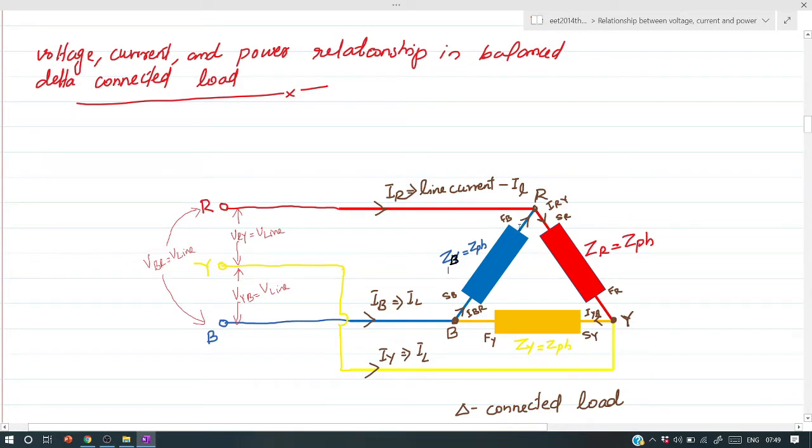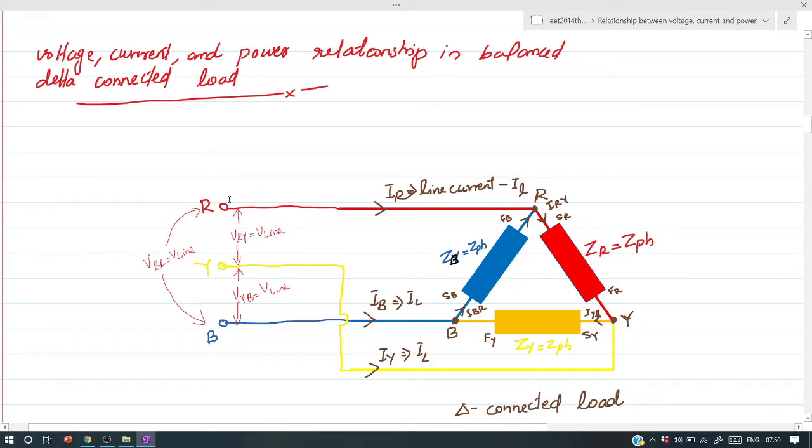And three phases are there, that is R phase, Y phase, and B phase. Here dissimilar ends are connected: the finishing end of B is connected to the starting end of R. Similarly, the finishing end of R phase is connected to the starting terminal of Y phase, and so on. So this forms a delta connected load. As we are considering balanced condition, the impedance per phase is the same. So ZR is equal to ZY is equal to ZB is equal to Z phase.